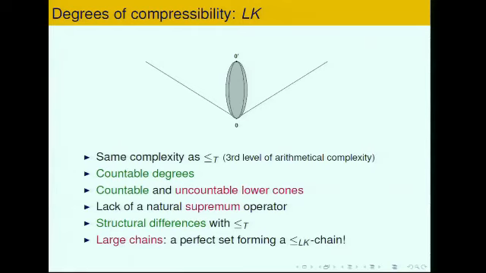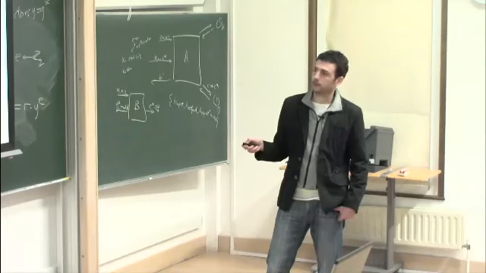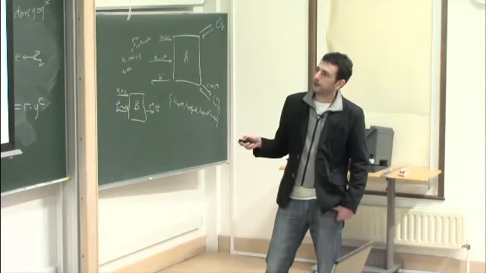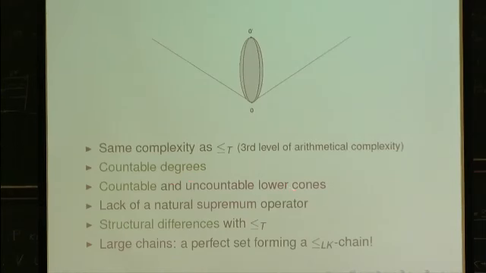It has the same complexity, sigma 3, as the Turing degrees. The degrees are countable. That's non-trivial. It needs a proof. Some lower cones are countable. Some of them are uncountable. In fact, the degrees below 0 prime form an uncountable class.